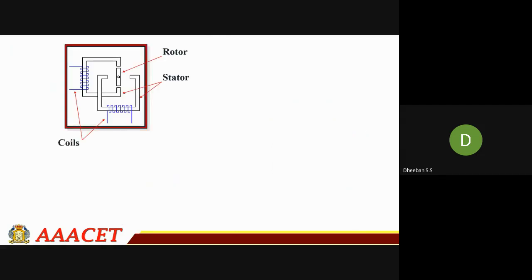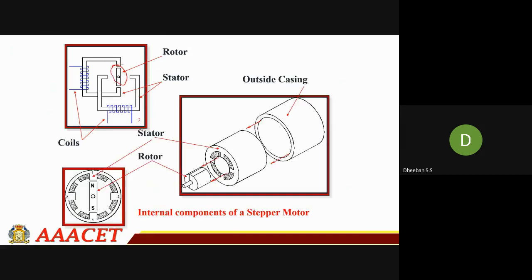Here you can see the structure of a stepper motor: the rotor and stator. This will be your stator, and this will be your rotor. And these will be the energizing coils.